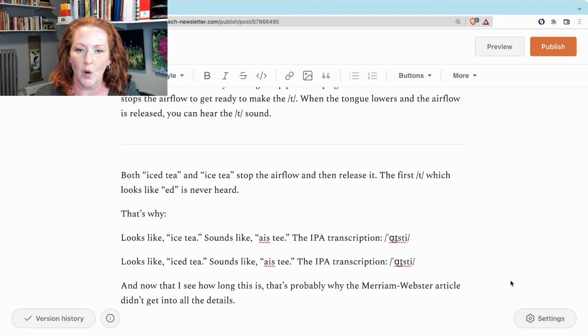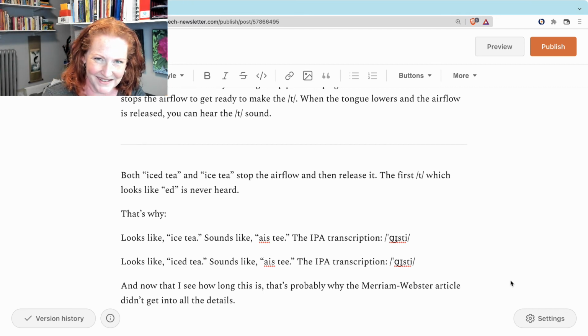So, either way, whether you say iced with a ED or ice with no ED, you're only going to hear one T sound. So that's why it might look like ICE, ice T. It might look like ICED, iced tea, but they're going to sound exactly the same. Iced tea. And now that I made this long description, I understand why Merriam-Webster didn't go into these nitty-gritty details.